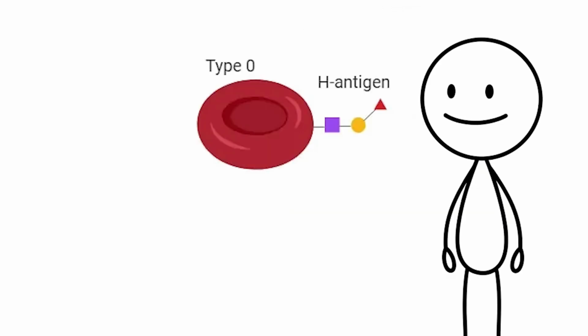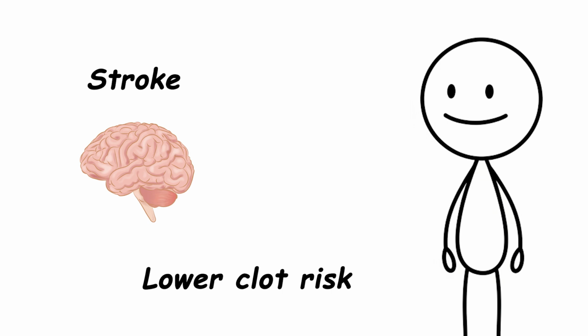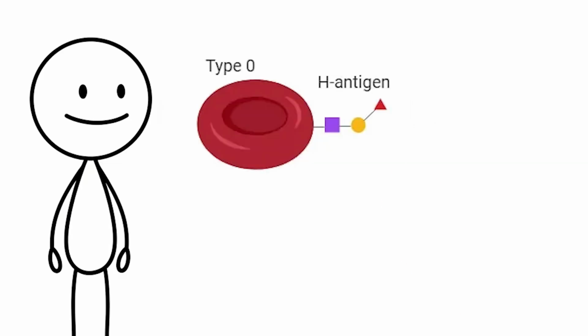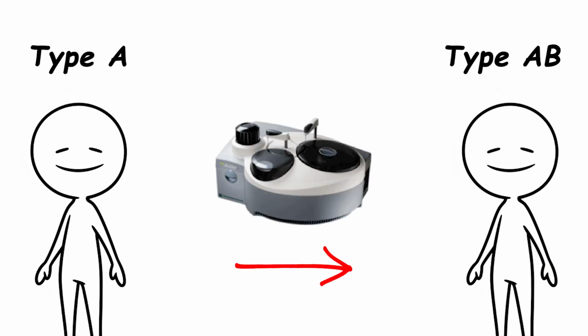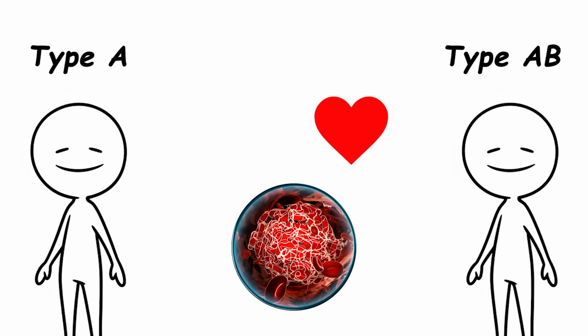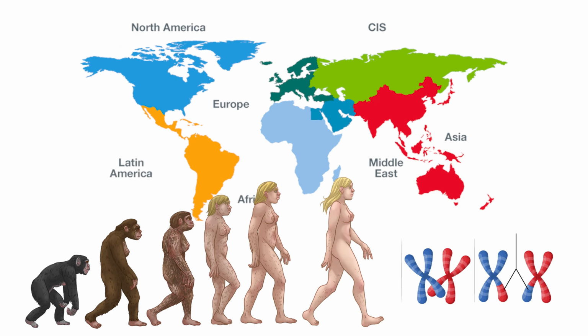Type O's lower levels of von Willebrand factor mean reduced risk for clot-based strokes and heart attacks, but an increased tendency for excessive bleeding. Types A and AB have higher concentrations of this and related proteins, which may lead to greater cardiovascular and clotting disorder risk. Patterns vary based on region and ancestry, highlighting the intertwining of medical vulnerabilities and inherited traits.